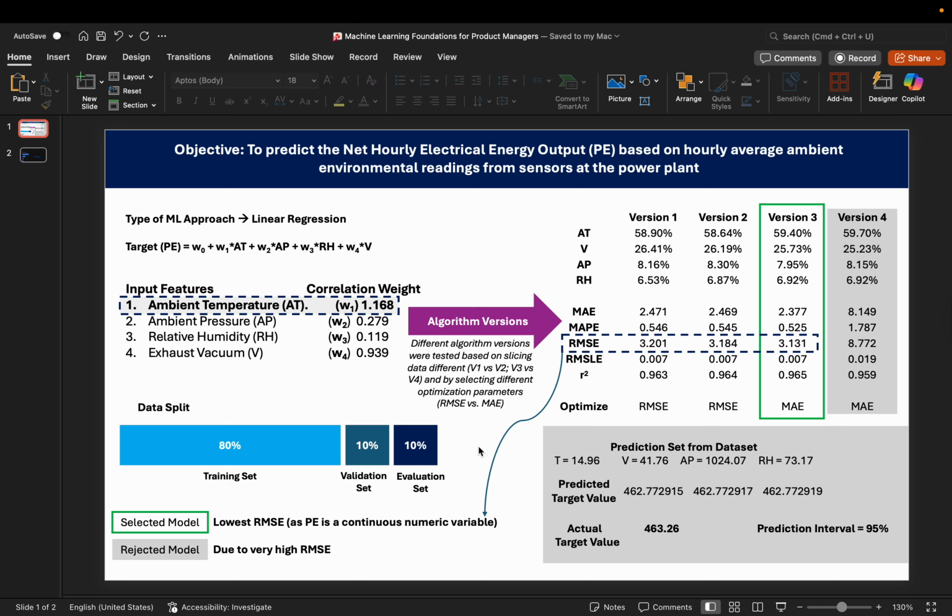Hi everyone. This is part of my submission for the Machine Learning Foundations for Product Managers course. This is a final course project on the combined cycle power plant dataset.